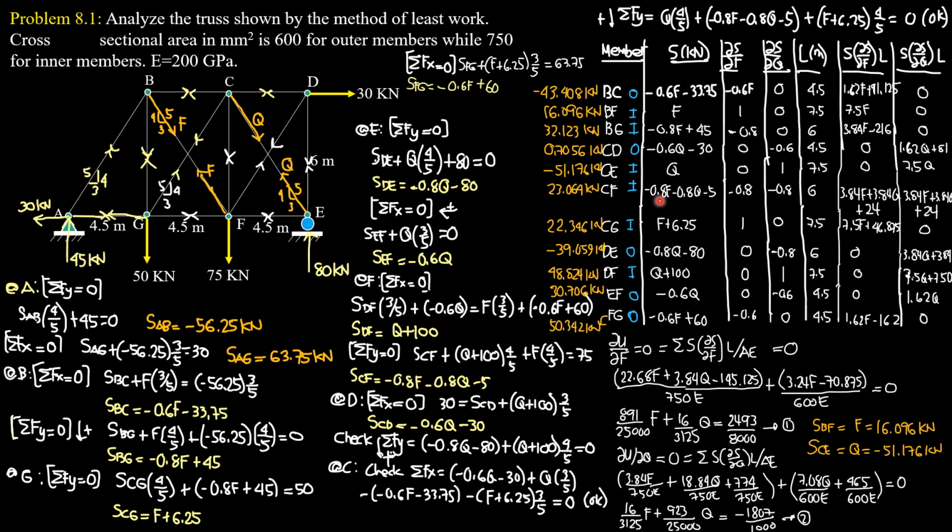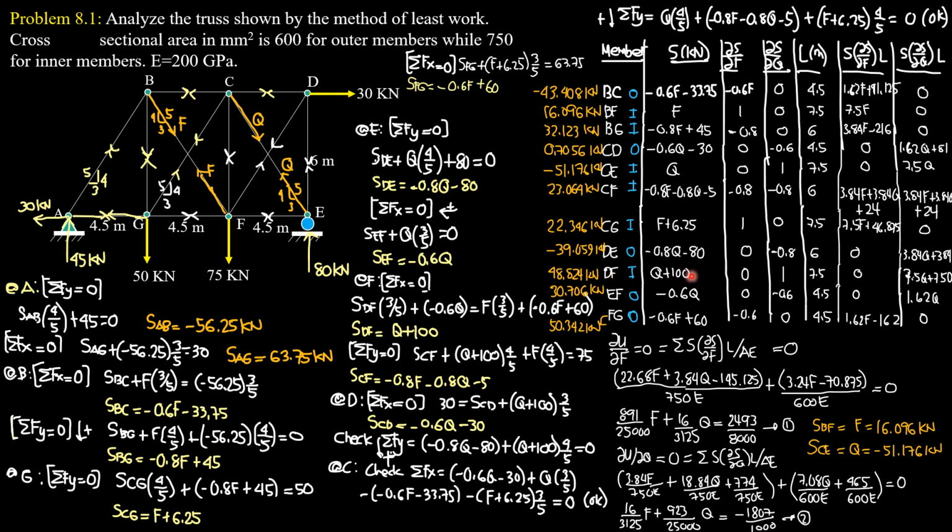CF is negative 0.8 of 16.096 minus 0.8 of negative 51.176 minus 5. So SCF is 23.064 kilonewtons. CG is F plus 6.25. So 16.096 plus 6.25 is 22.346 kilonewtons. DE is negative 0.8 of Q, negative 0.8 of negative 51.176 minus 80, that's negative 39.059 kilonewtons.